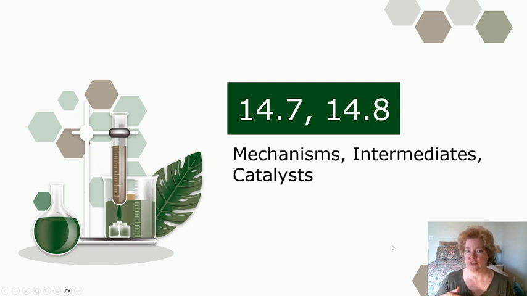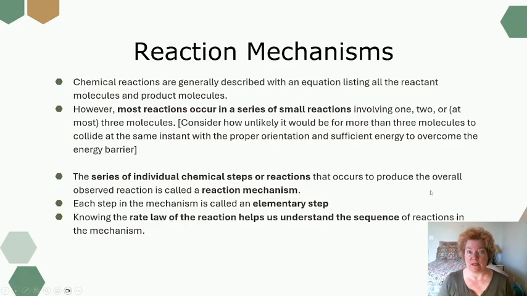The last section of this chapter on kinetics is talking about mechanisms, and also we're going to introduce the vocabulary of intermediates and catalysts. So when we talk about mechanisms, what we mean is that it turns out very few reactions happen in one step. Most of them happen in a series of very small reactions involving just one or two particles, maybe three particles.